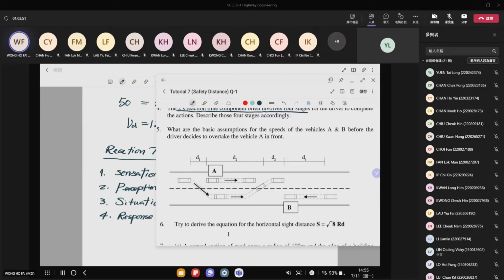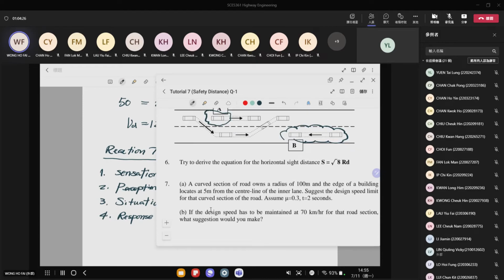Actually, we assume the vehicle A and B will not increase their speed during the overtake cycle. That means the vehicle A and the vehicle B do not have variation in their speed, okay? We assume that they are actually at the same speed, okay? Just let you know about that. This is our assumption.